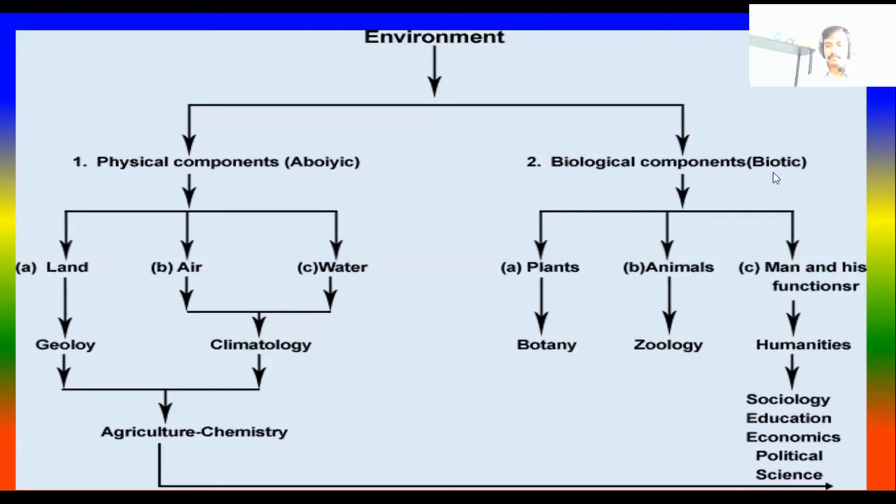The physical components, land, air, and water, are specialized and studied by geology, climatology, agriculture, and chemistry. Then biology includes plants studied by botany, animals studied by zoology, and man and his functions in the humanities. Humanities include sociology, education, economics, political and other sciences. So biology has all these disciplines, and the physical components have all these disciplines, including physics, chemistry, etc. This flow chart tells us the multidisciplinary nature of environmental studies.